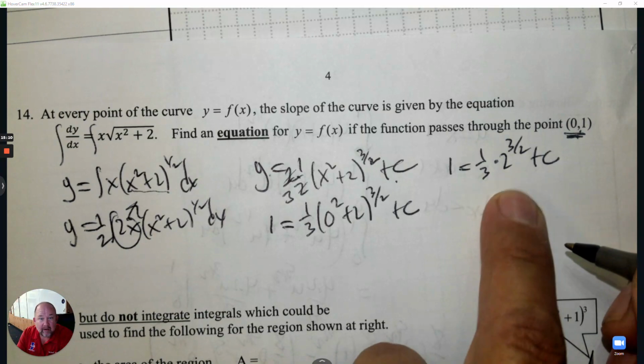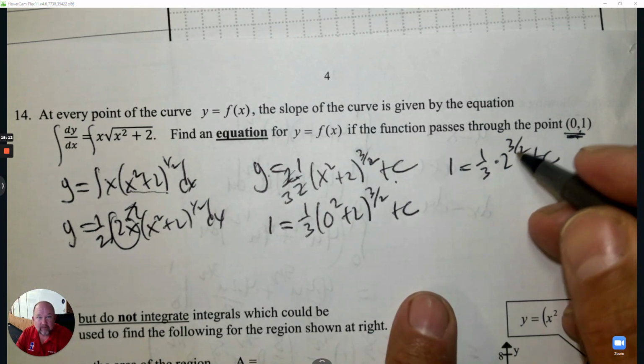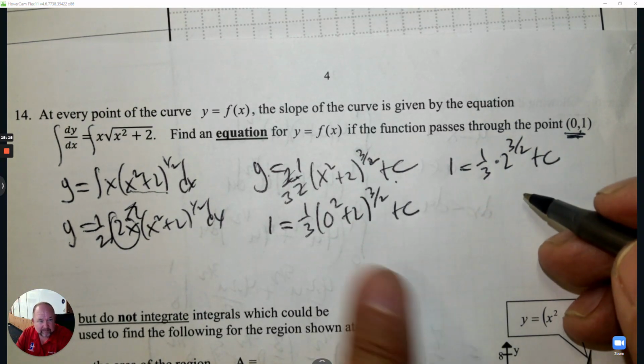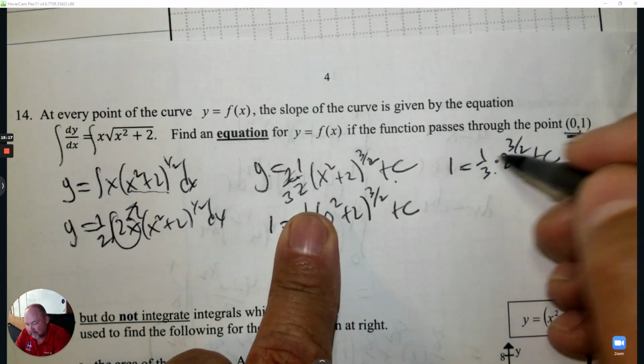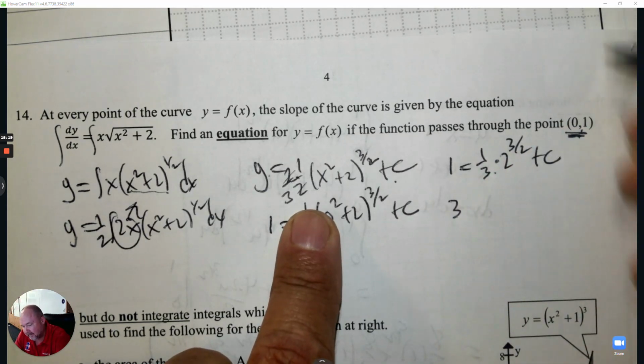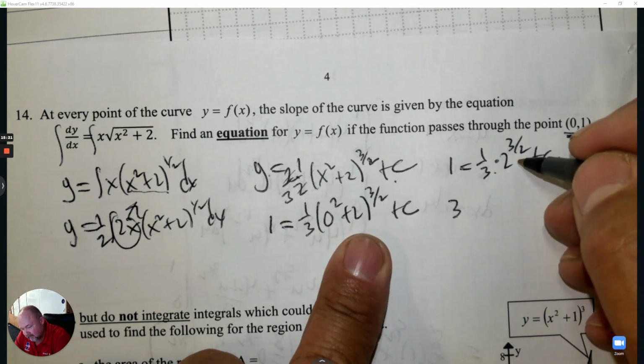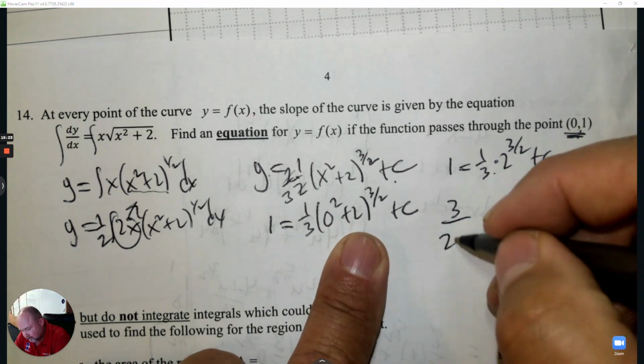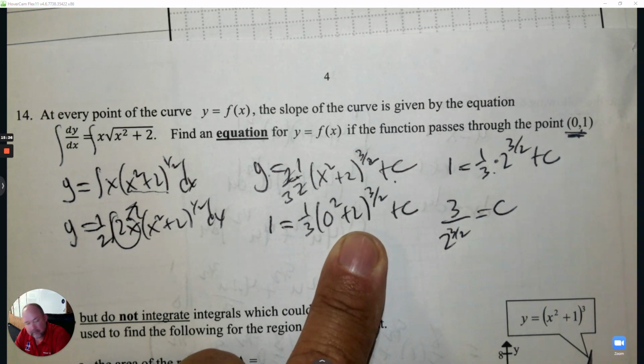All right, this does not simplify to something nice because that's the square root of 2 times 3. That's irrational. So I'm going to multiply both sides by 3 and then divide by 2 to the 3 halves. That's what C equals.